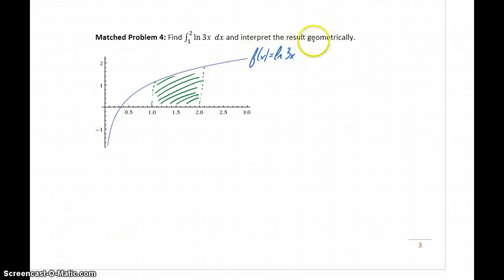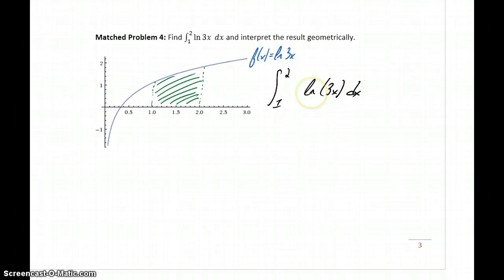So when we say interpret the results geometrically, we just mean explain this idea. What we're calculating is that area under the curve bounded between those two values for x. Now we do have a trick to this problem. We're trying to integrate from 1 to 2 the natural log of 3x dx.